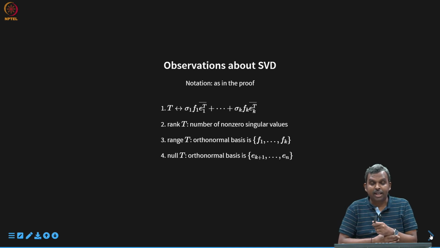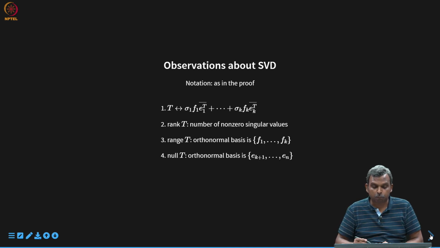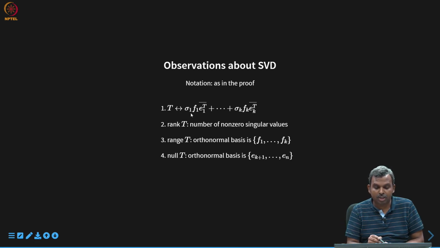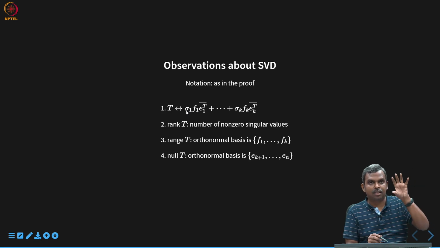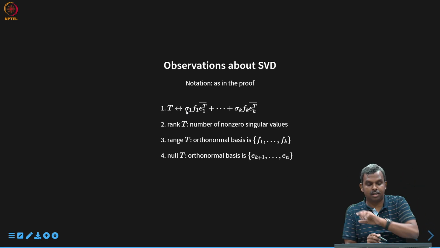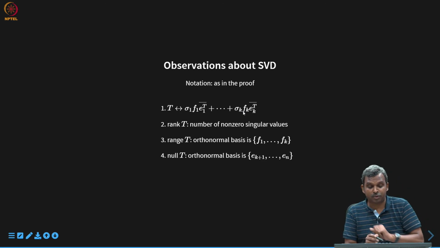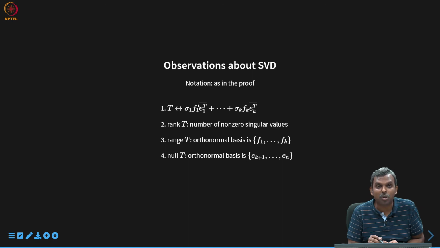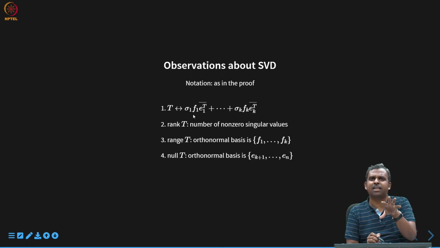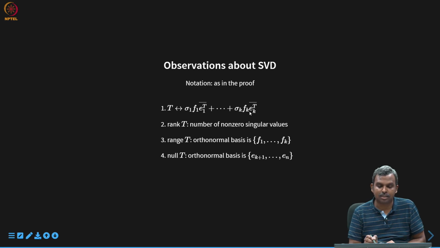So, final observations about the SVD. The notation is like in the previous proof. The first observation is that you can write T equivalently as the product of the matrix of Fs, the diagonal matrix, and the transpose of the matrix of Es. This is the same as when we had the spectral theorem for self-adjoint operators and could write it in this form. Now, instead of E1, you will have F1. It's the same three-matrix product with the diagonal in the middle, column, row, etc.